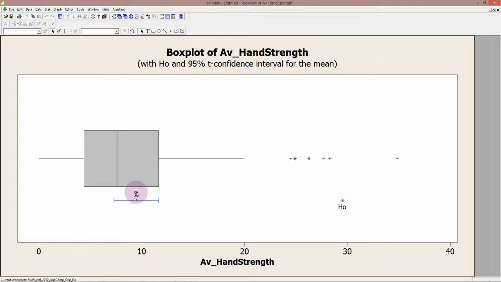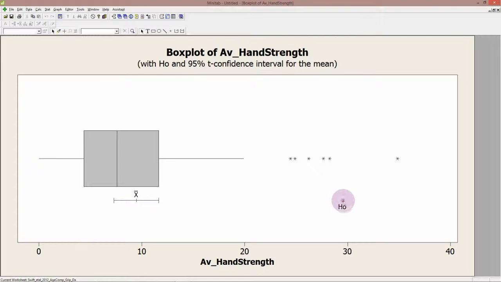So we've got X bar. So this is our mean for our sample. This is a 95% confidence interval for the mean. So we're 95% sure that we are covering the true mean for our population with this sample mean. And our test value, H0, is way out here. Long, long way from our sample.